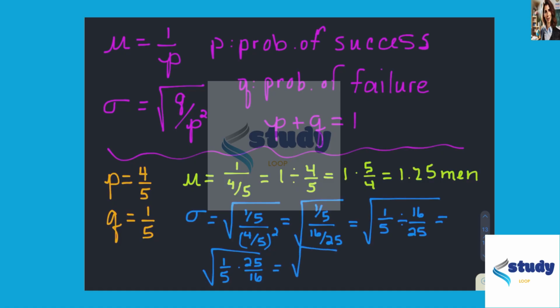And if we were to multiply straight across the top, we'd get 25, and across the bottom is 80. And we could reduce or simplify that fraction down into the square root of 5/16. We could then pick up our calculator, and we get a standard deviation of this distribution to be approximately 0.559. So just to recap, the mean of the distribution is 1.25 men, and the standard deviation would be 0.559.